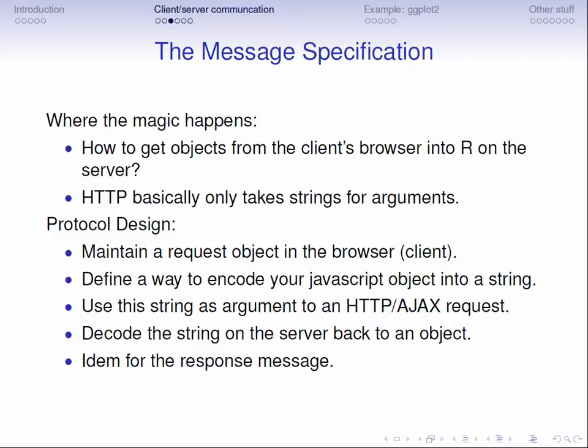The HTTP protocol basically only creates strings for arguments, so you need to find a way to wrap everything that you have, the entire object, into a string, and then send it to the server. So that's what I thought. You maintain a request object in the browser. You define a way to encode that into a JavaScript object, and this is what you add to, for example, the post that we saw in the example. And then on the server you decode that, and the same is done for the response.